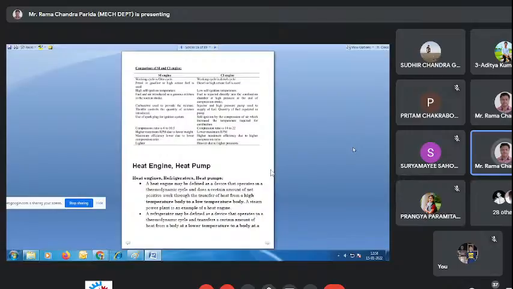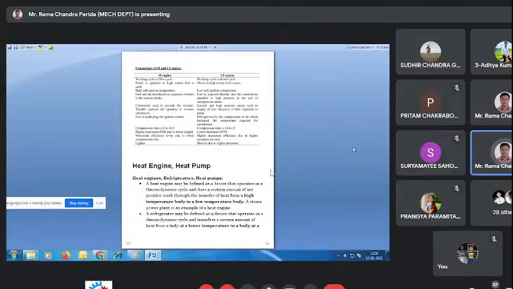Refrigeration. We are discussing the refrigeration system. So in this class we will discuss a device which operates in a thermodynamic cycle and does a certain amount of positive work through net transfer of heat from a high temperature body to a low temperature body. Refrigerator, see what is written below, is the definition: that device which operates in a thermodynamic cycle maintains the temperature lower than its surrounding.